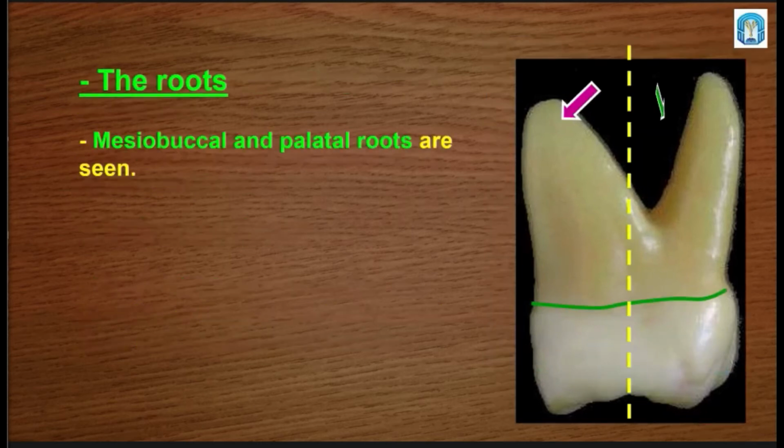The roots. You see the mesiobuccal root. Mesiobuccal and palatal roots are seen. This is the mesiobuccal root. This is the palatal root. And the mesiobuccal root, you see, the root trunk occupies almost the whole of the tooth.